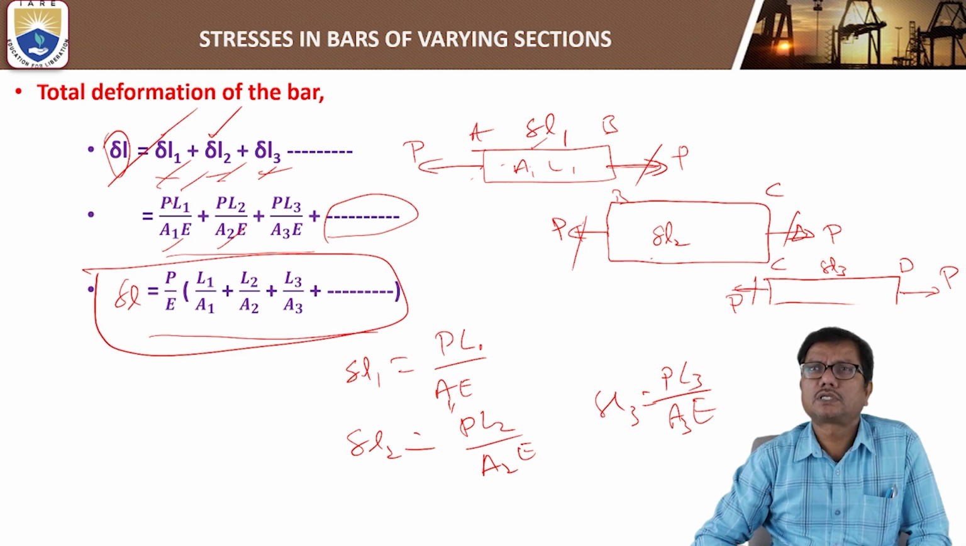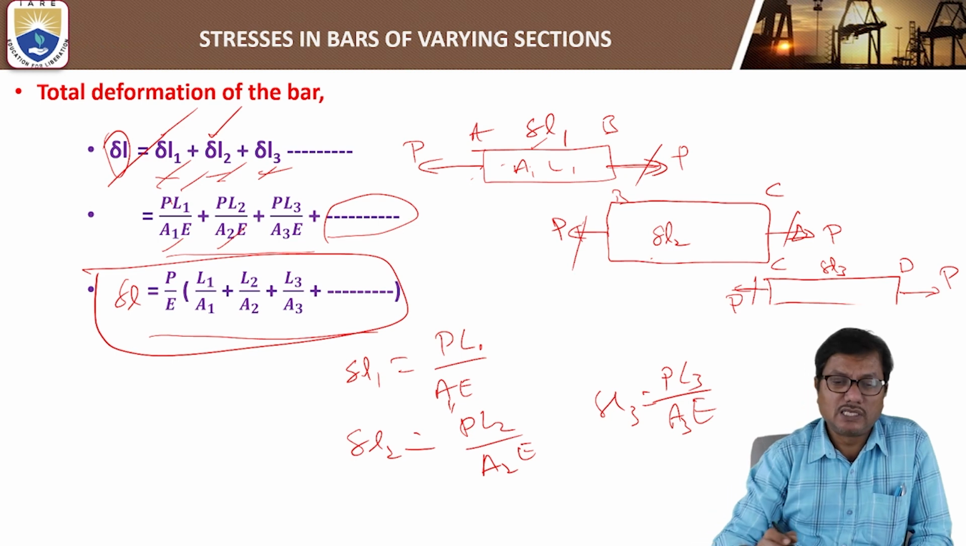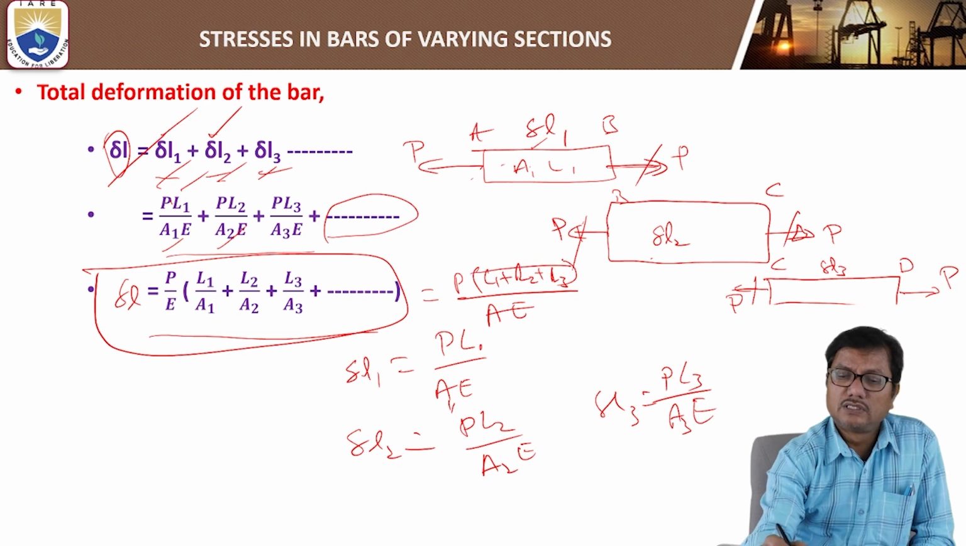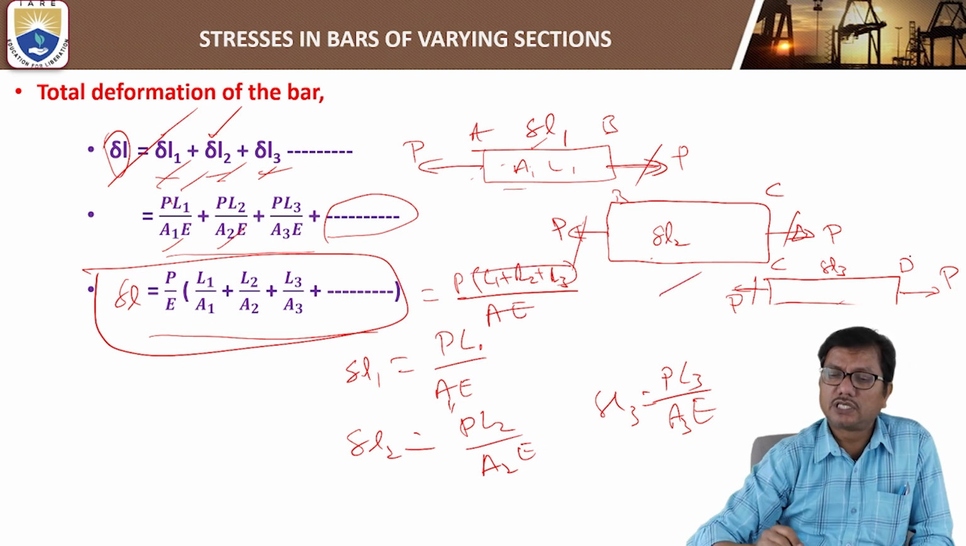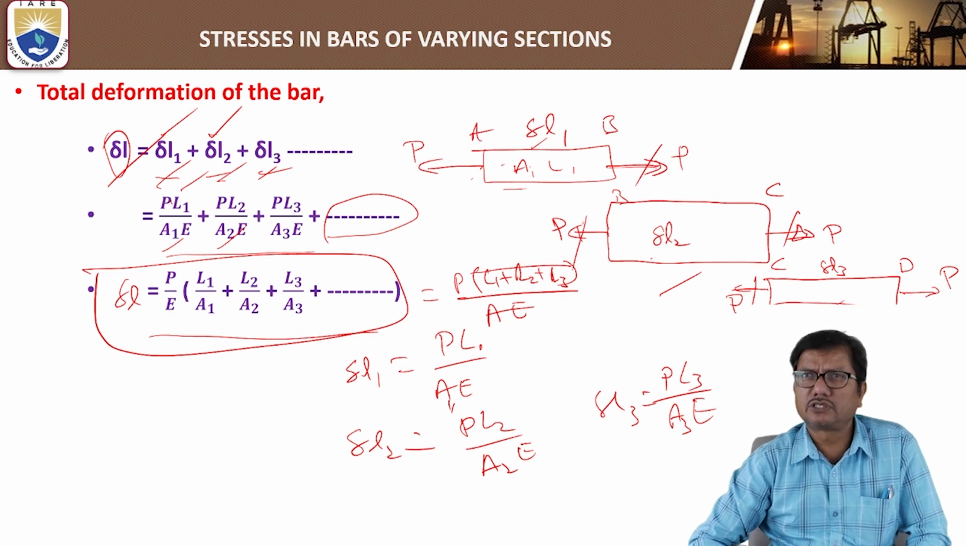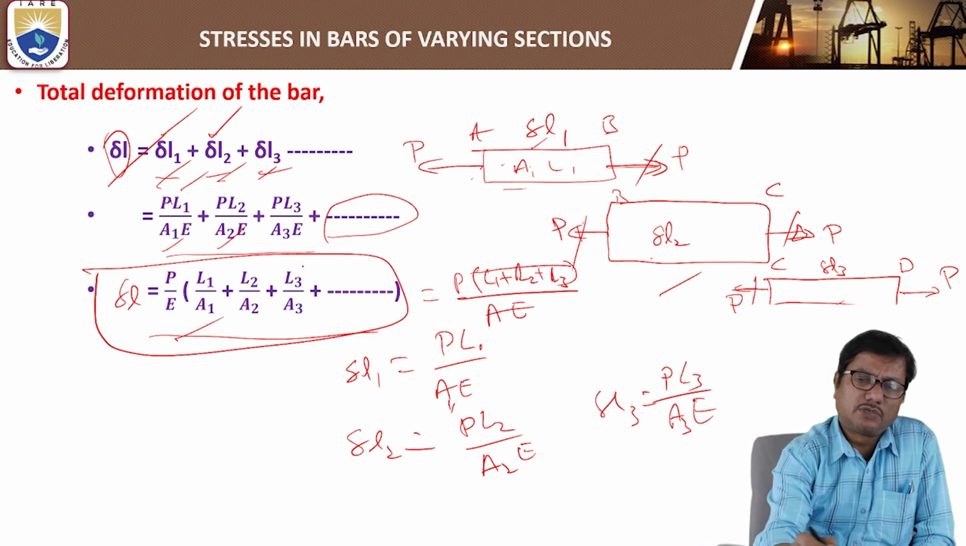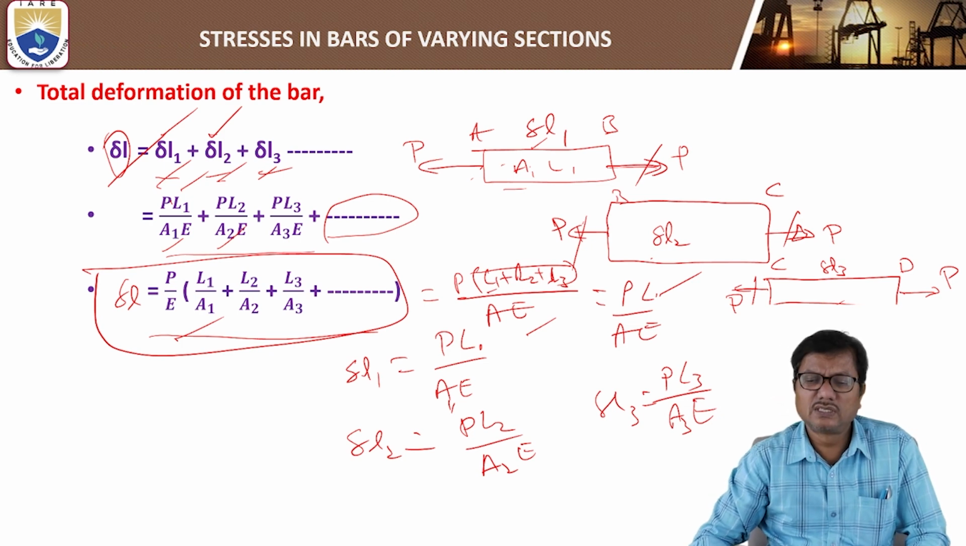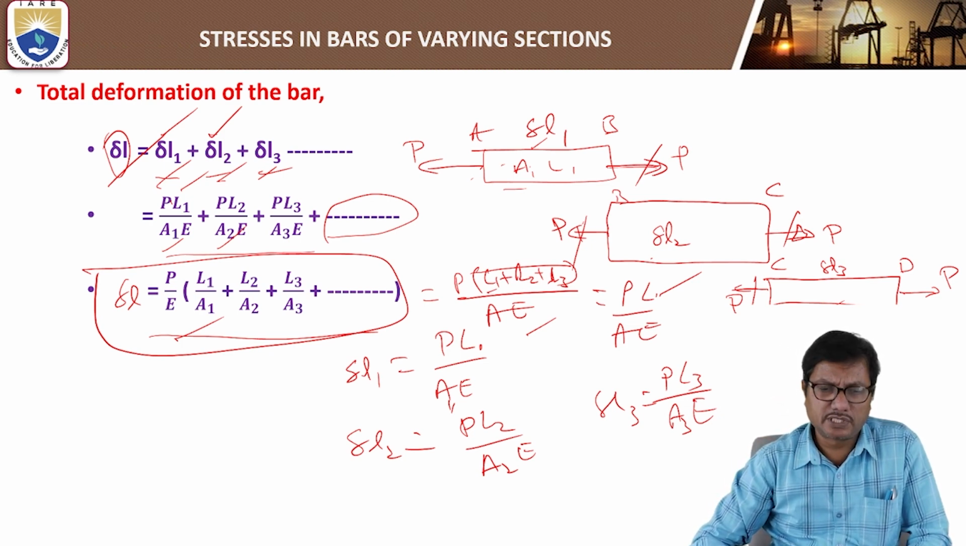If it is a member of uniform section throughout, then we will have A1 equal to A2 equal to A3, and this becomes P into (L1 plus L2 plus L3) by A. If the member is of the same cross-sectional area throughout, then this formula reduces to PL by AE, where L is L1 plus L2 plus L3. We have already seen that for uniform sections.